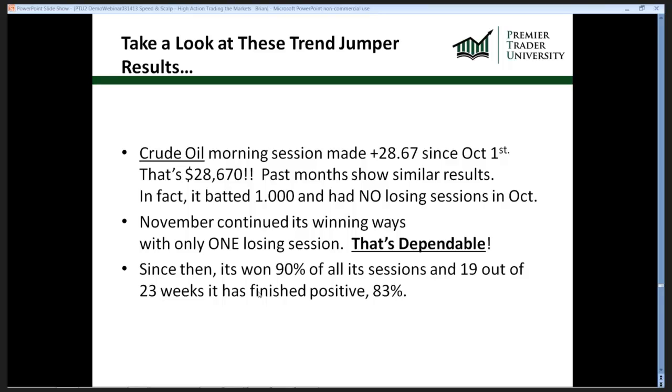In fact, all of October didn't even have a losing session. We didn't even get one until near the end of November. Finally had a losing session. But since then, it's won 90% of all its sessions, and 19 out of 23 weeks, it's finished positive, an 83% weekly winning percentage. And if you can start trading at the beginning of the week, and you have an 83% chance to be positive by the end of the week, that's going to give you a lot of confidence, isn't it? So that's a pretty good stat to pay attention to there.